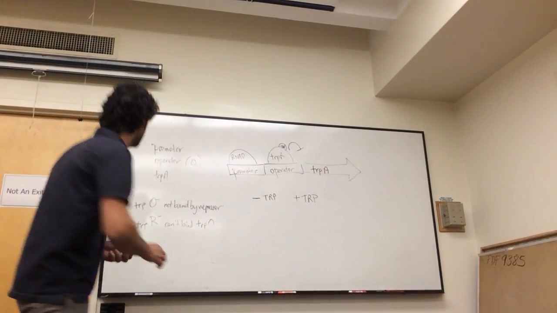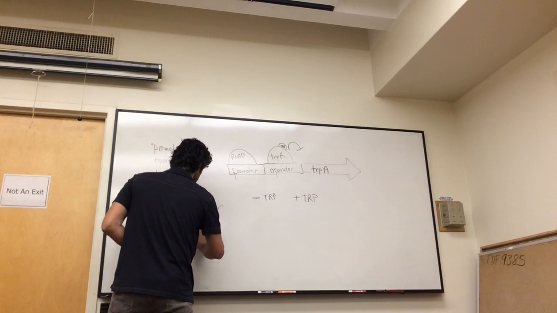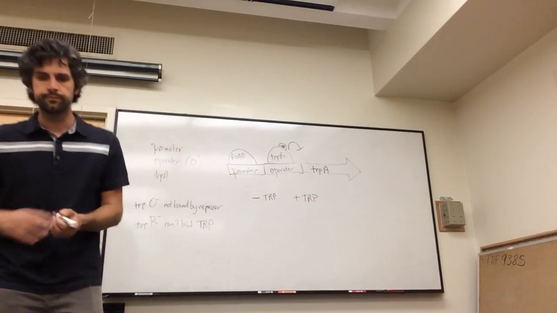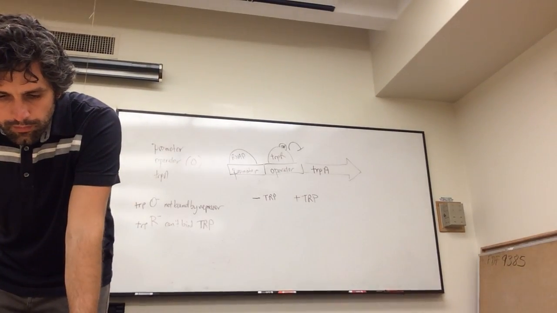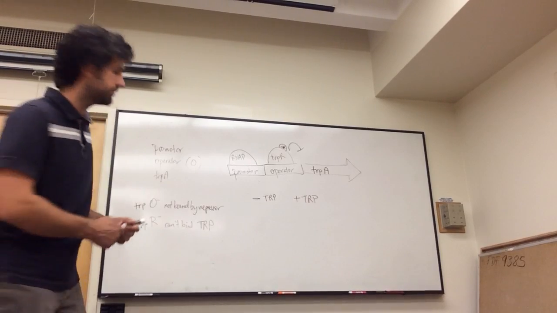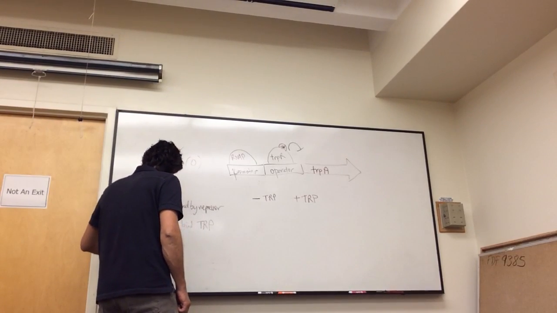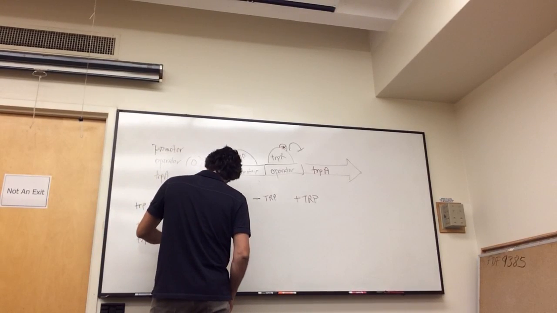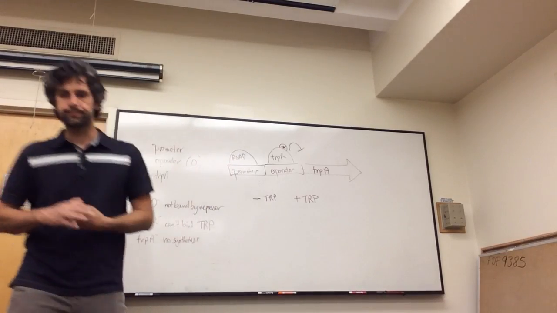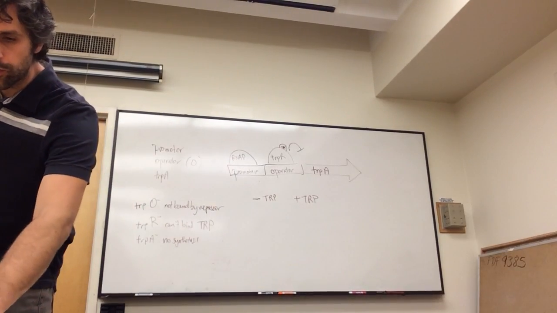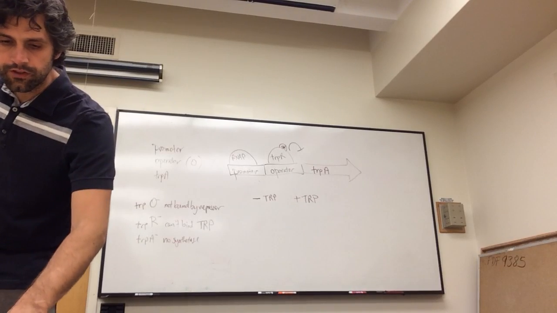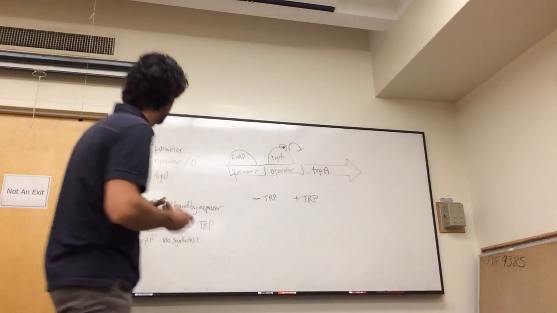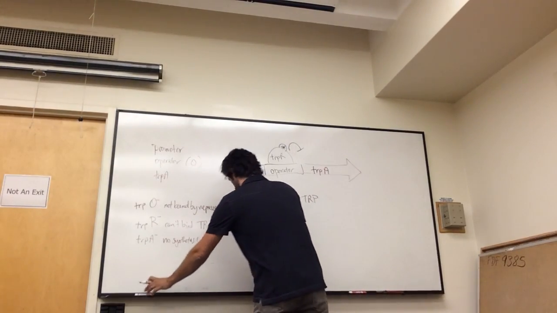Sorry, trpR minus. I got that wrong, it cannot bind tryptophan. trpO minus cannot be bound by the repressor, and trpA minus has inactive synthetase. Good. So, do we expect to find tryptophan synthetase in each of the following mutant strains in the presence or absence of tryptophan? Okay, so in our first situation, let's do this over.